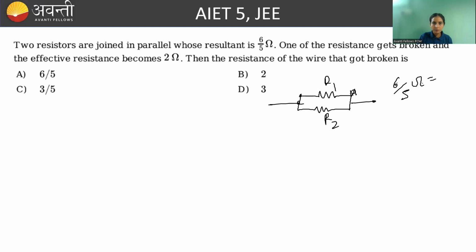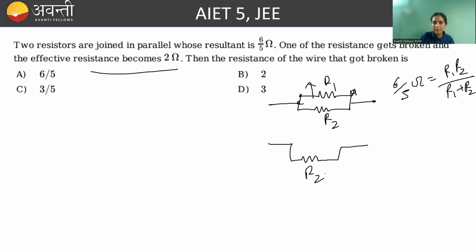So 6 by 5 ohm is equal to R1 R2 by R1 plus R2. Now, one of the resistances gets broken and the effective resistance becomes 2 ohm. Then the resistance of the wire that got broken is how much? So one of the resistances is getting broken. Suppose this R1 gets broken. So my circuit will become only this R2. And when it is broken, the effective resistance is 2 ohm. So the value of R2 will become 2 ohm. Then the resistance of the wire that got broken is how much?